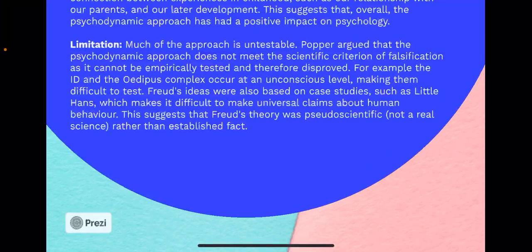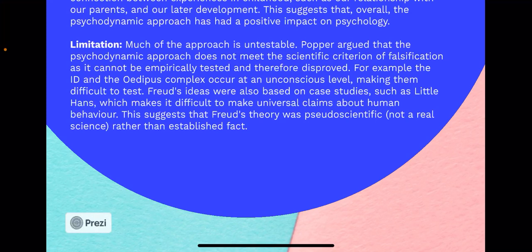And then we have a limitation. Much of the approach is untestable. Popper argued that the psychodynamic approach does not meet the scientific criterion of falsification, as it cannot be empirically tested and therefore disproved. So we can't falsify the psychodynamic approach because it does not use psychological studies. It does not use scientific research.